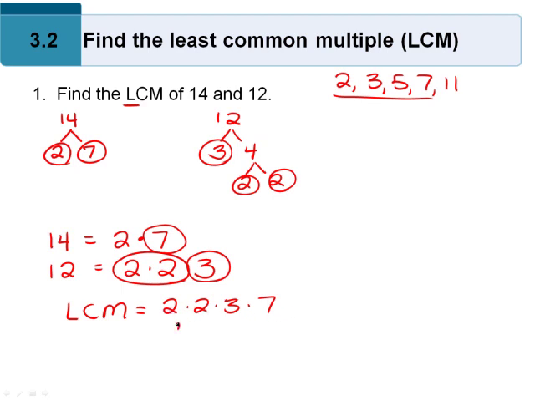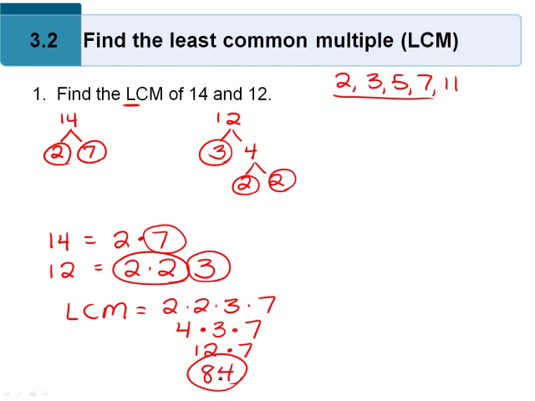Well, 2 times 2 is 4. So 4 times 3 times 7. So then we have 4 times 3 is 12. And 12 times 7 gives me 84. So that means that the least common multiple of 14 and 12 is 84. That is the smallest number that both 14 and 12 will divide into evenly.